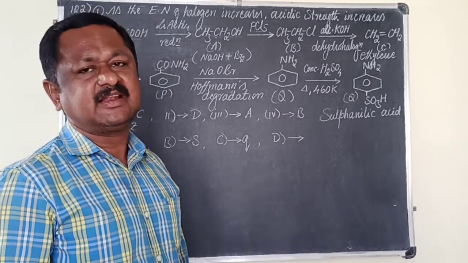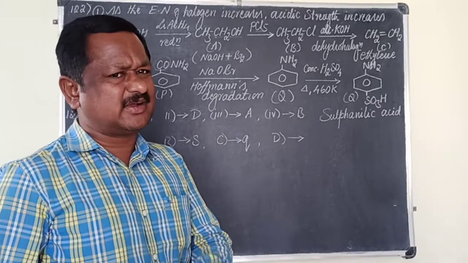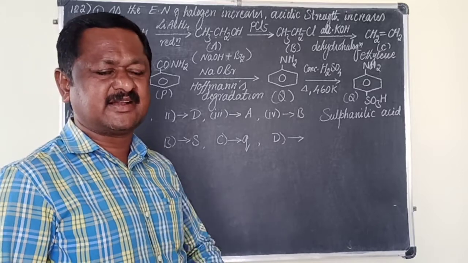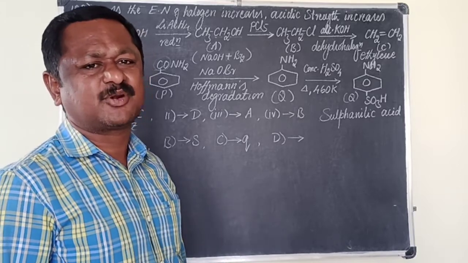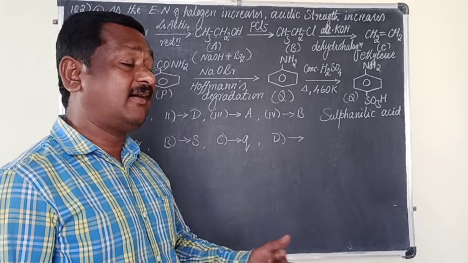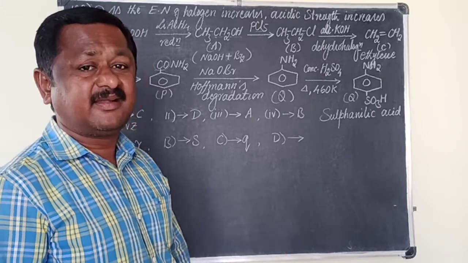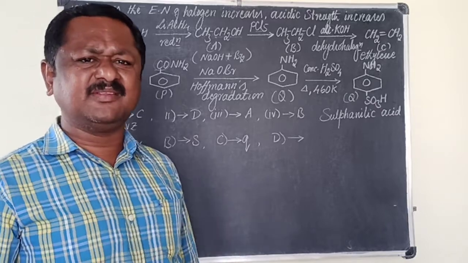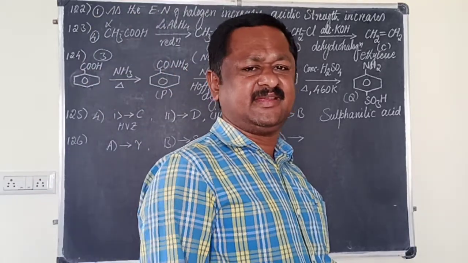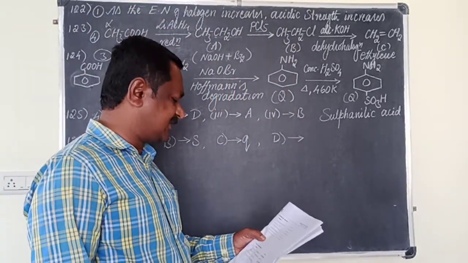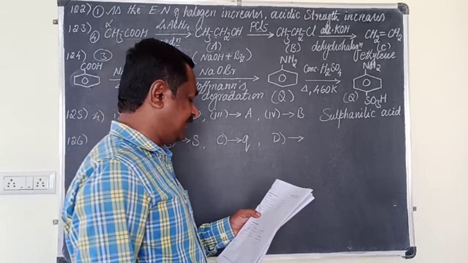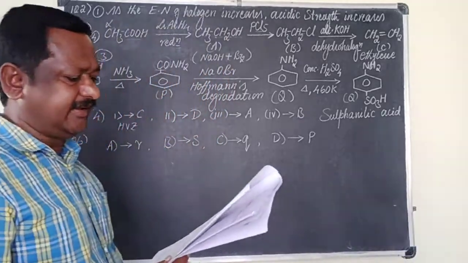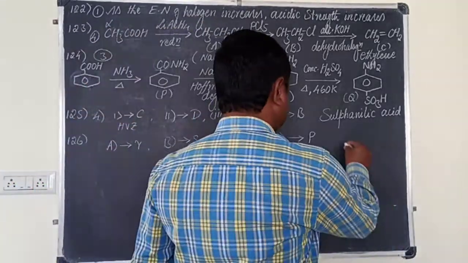D is (CH3CH2COO)2Ca, the calcium salt of propanoic acid, with three carbon atoms in each. Propionic acid reacts with calcium hydroxide to give calcium propionate. On dry distillation, it gives a ketone with 5 carbon atoms, that is 3-pentanone. So yes, option P.